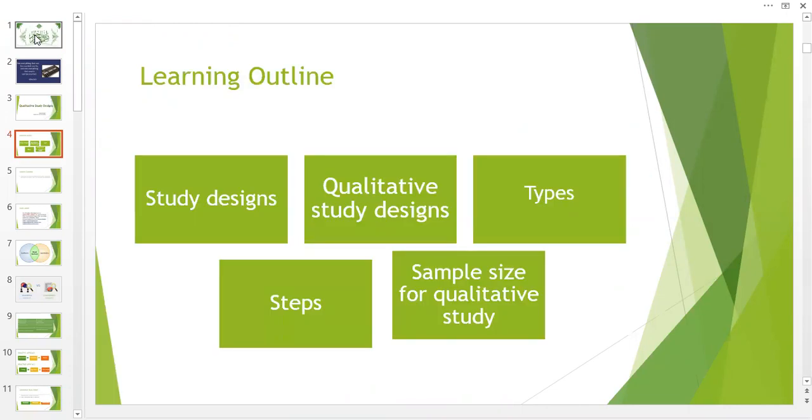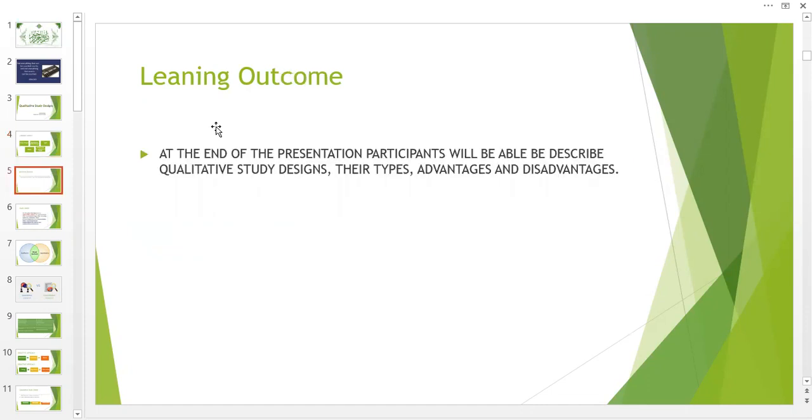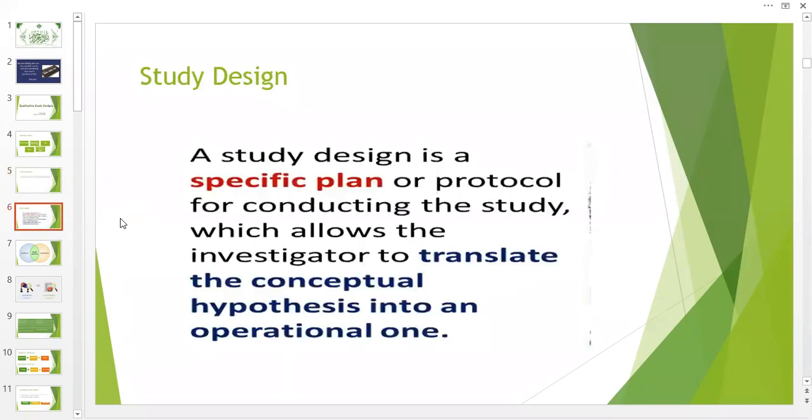Learning outline. In this presentation, I'm going to discuss the study designs, qualitative study designs, types, steps of qualitative research, and sample size calculation for qualitative studies. At the end of the presentation, participants will be able to describe the qualitative study designs, their types, advantages, and disadvantages. Now, what is a study design?